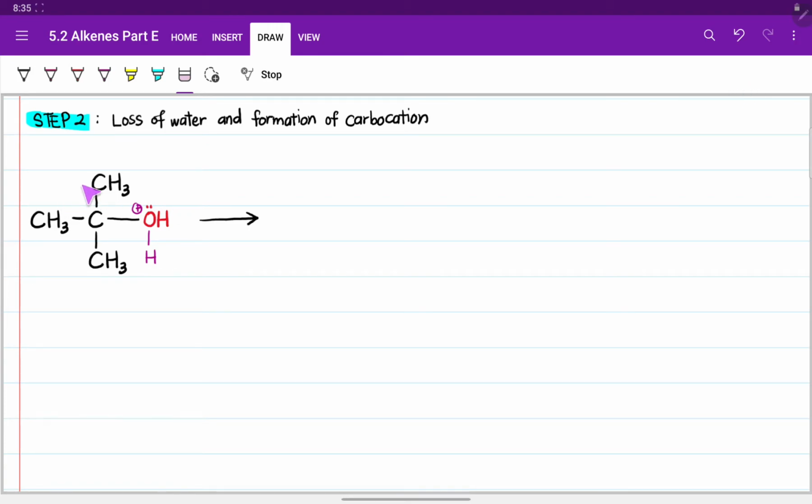Okay, now step yang kedua adalah loss of water and formation of carbocation. Okay, apa yang kita nampak dekat sini? Okay, yang nampak macam awkward and janggal adalah oksigen. Okay, why? Because this oxygen right now is positively charged. So you need to know that oxygen dia sangat tak suka bila dia positif. Okay, so by all means it will try to make itself happy. Okay, then dia mesti hilang positive sign. Dia mesti ada 2 bond dan dia mesti ada 2 lone pair. But right now our oxygen over here, it has 3 bonds, 1 lone pair.